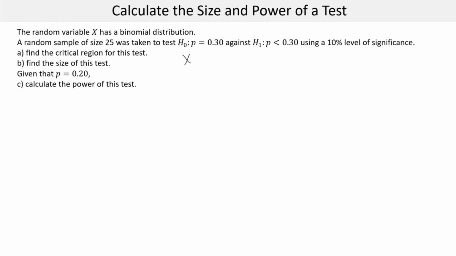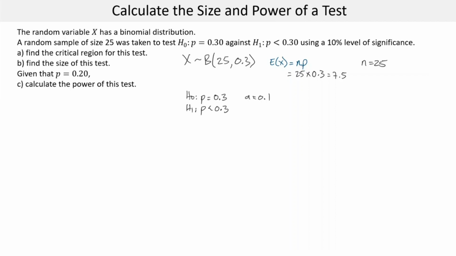So let's start with the distribution. So we have x follows a binomial of 25 and 0.3. From there we can get the expectation. Expectation is n times p. 25 times 0.3, that gets us 7.5. Okay, so the hypotheses were given in the question, but we'll always lay those out as well. Null hypothesis, p equals 0.3. Alternate hypothesis, p less than 0.3. And the significance level, 10%.